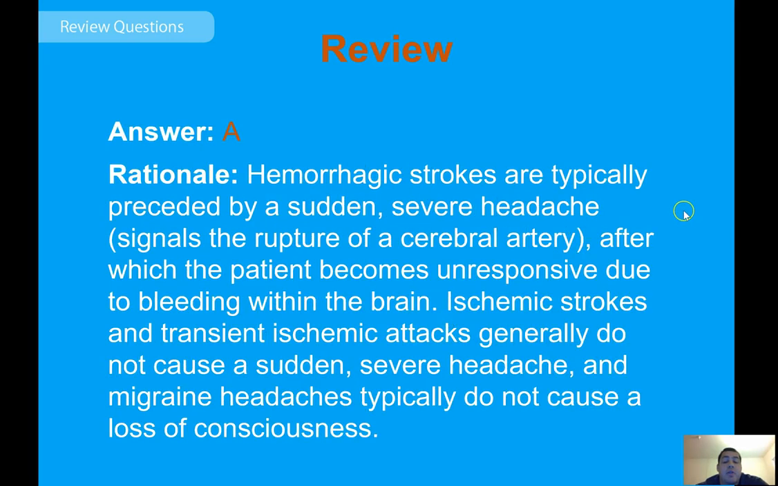A, hemorrhagic strokes are typically preceded by a sudden severe headache, signals a rupture of a cerebral artery, after which a patient becomes unresponsive due to bleeding within the brain. Ischemic strokes and transient ischemic attacks generally do not cause a sudden severe headache, and migraine headaches typically do not cause a loss of consciousness.